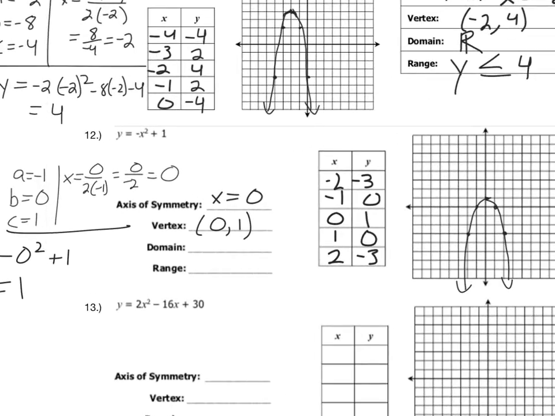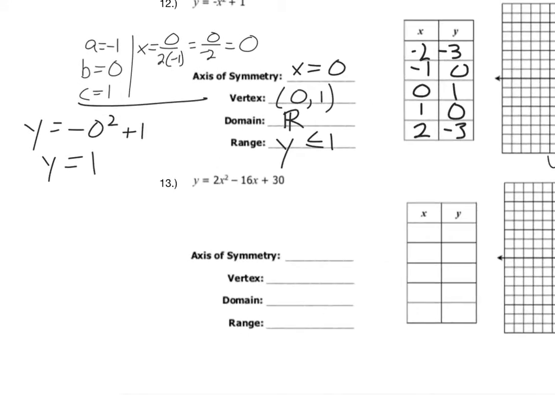Let's fill out our domain and range. Domain is going to be all reals. And then range is going to be y, and then either less than or equal to or greater than or equal to the y value of your vertex. The y value of our vertex was 1, and it's going to be less than or equal to because it is going down.